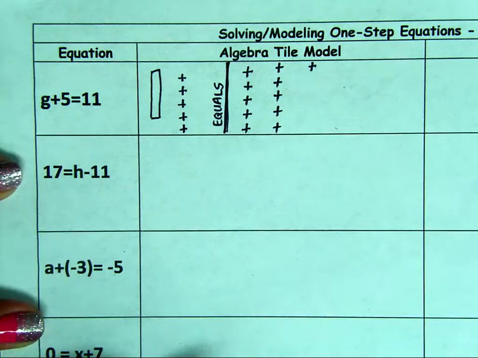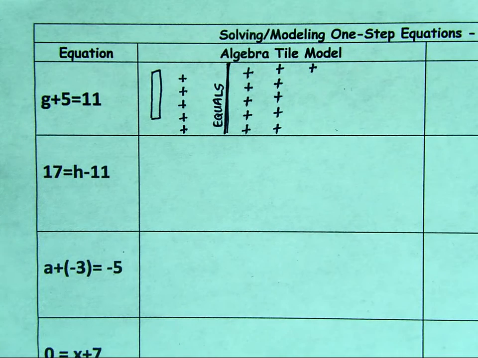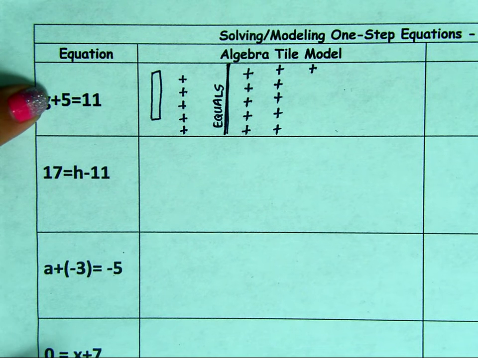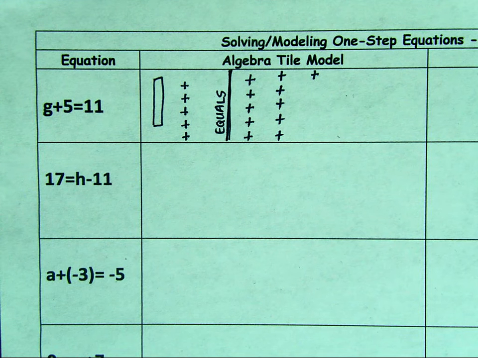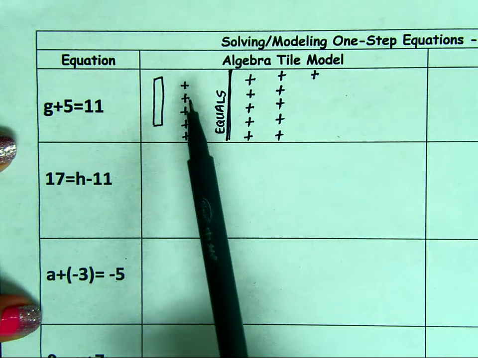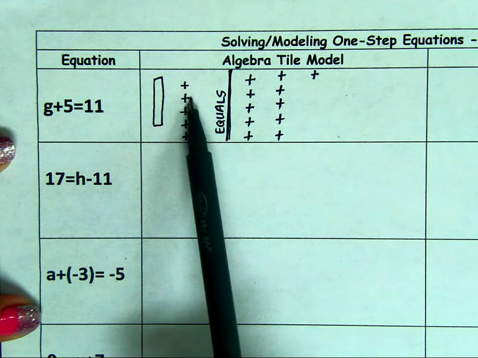Okay, so here's the model that I have. Now, according to our steps, we need to determine what operation is being performed, and in this case, we are adding. The second step said to apply the inverse operation. So what would be the opposite of addition there? Right? And you should have said subtraction. So when we're subtracting, when we model that, that means I need to do the opposite of what we have here. And remember, the goal is to isolate the variable.